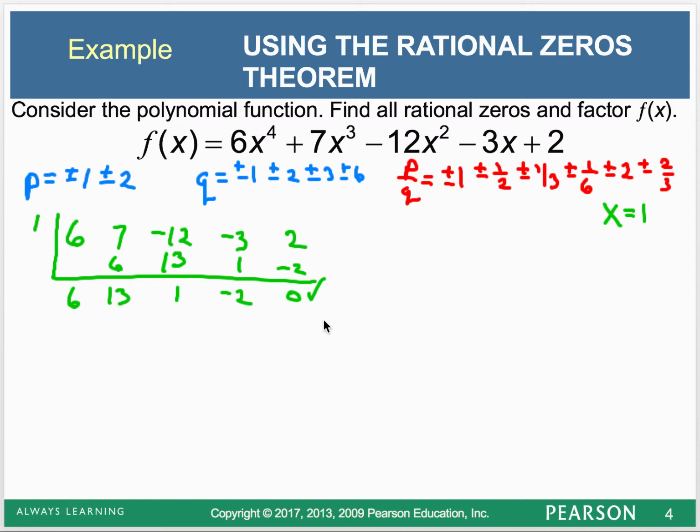And not only that, that means this is 6x cubed plus 13x squared plus x minus 2. Okay, so I'm going to stop here and try to factor it by grouping, but I notice I can't. So I'm just going to continue with my synthetic division. Now, I got to be careful, and I have to check 1 again, because remember, sometimes we get multiple roots that's the same number, right? So I've got to check 1 again.